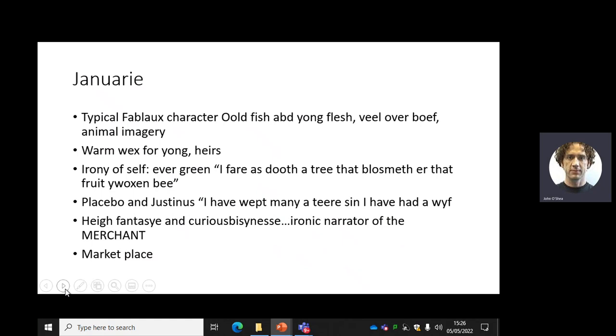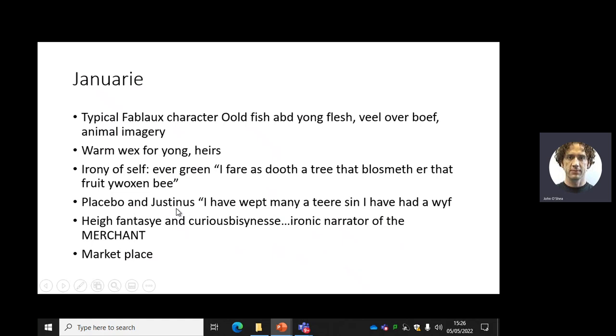And so everything he says about preferring young veal to old fish, veal over beef, just shows how he's foolish to think he can control a young wife. He believes that he's like an evergreen tree, fully green always, and particularly downstairs. And he's not. Of course he's not. He's an old man.